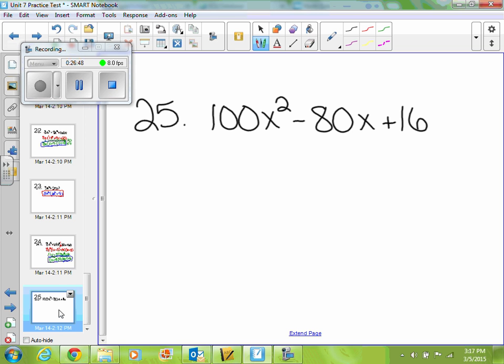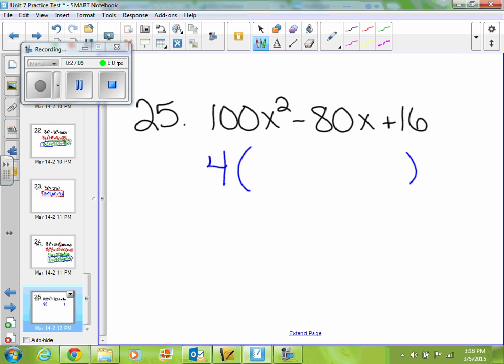So last one, 25, 100x squared minus 80x plus 16. First thing we have to do is factor out my GCF. So is there any number that goes into 100 and 80? Okay. What about, can I take out any x's? No, because I don't have an x on my 16, so the only thing I can take out is 4.